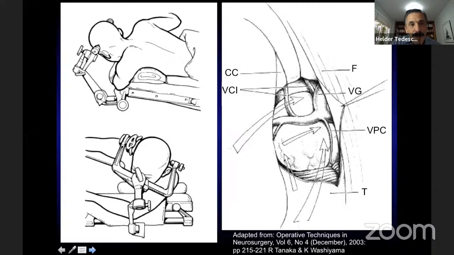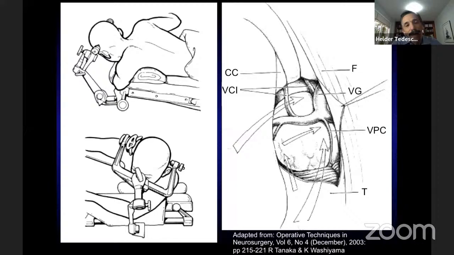So I had a big problem when I first started because I'm a very skinny guy. I don't have much power in my arms. And so standing with a patient's position in a semi-sitting position with my arms stretched was very hard for me. So the beginning of my experience was mostly on a infratentorial supracerebellar approach, but I had to adapt.